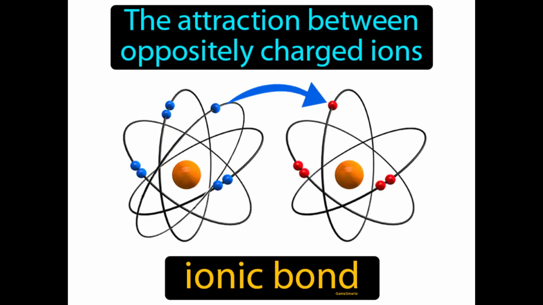The attraction between oppositely charged ions. Ionic bond. An ionic bond is a strong connection formed when one atom donates an electron to another atom, resulting in positively and negatively charged ions that stick together.